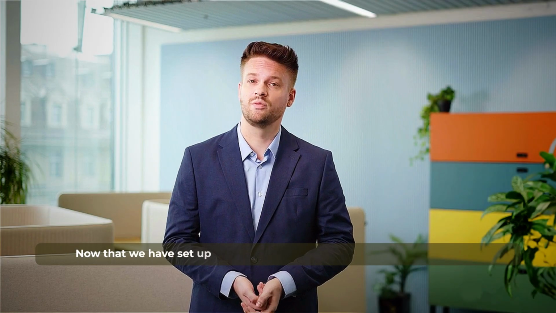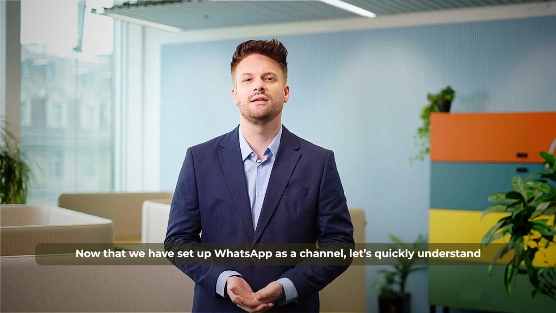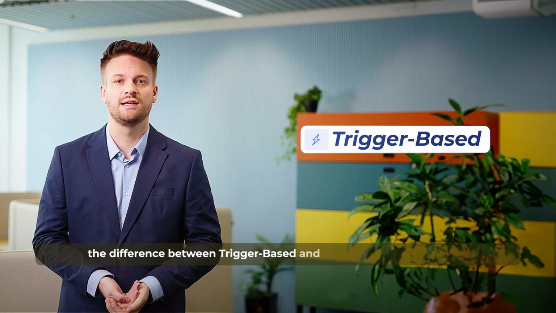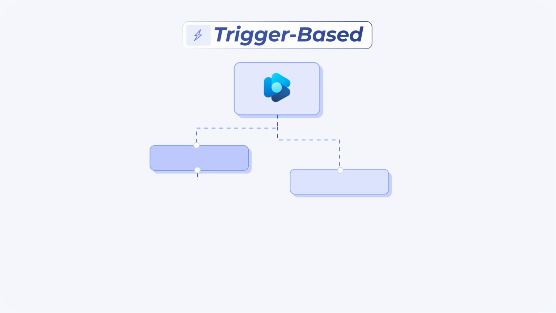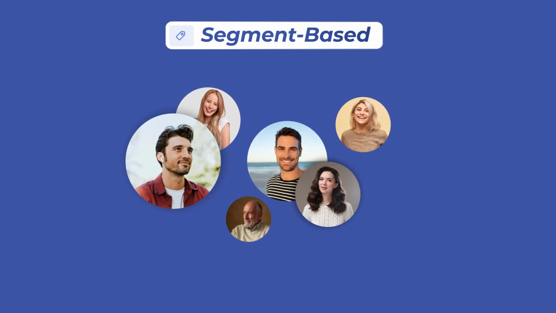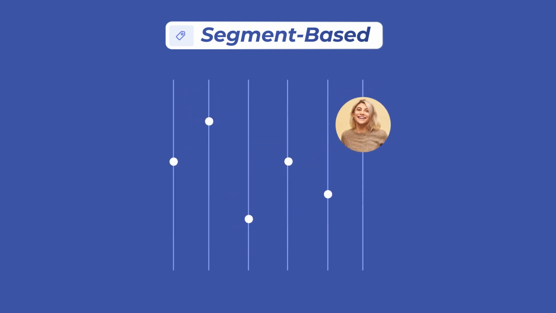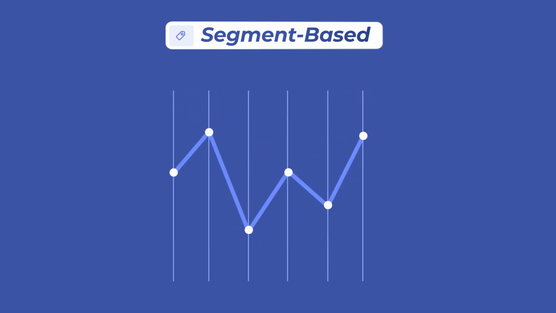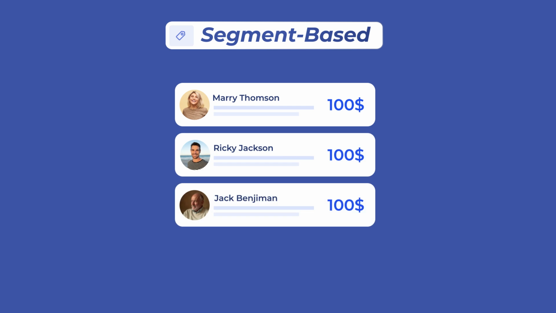Now that we have set up WhatsApp as a channel, let's quickly understand the difference between trigger-based and segment-based journeys. In Customer Insights and Journey, a trigger-based journey starts when a specific customer action occurs, like filling out a form or making a purchase. It's reactive and personalized to individual behavior. On the other hand, a segment-based journey targets a group of customers who share certain characteristics like demographics or purchase history without needing a specific trigger.